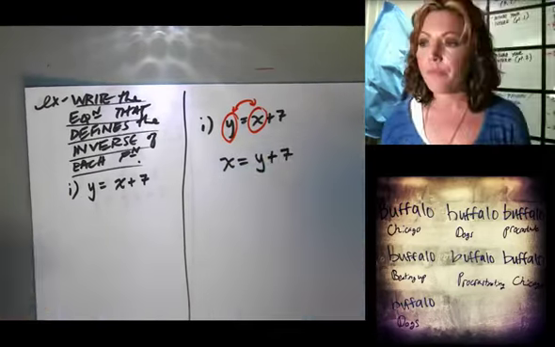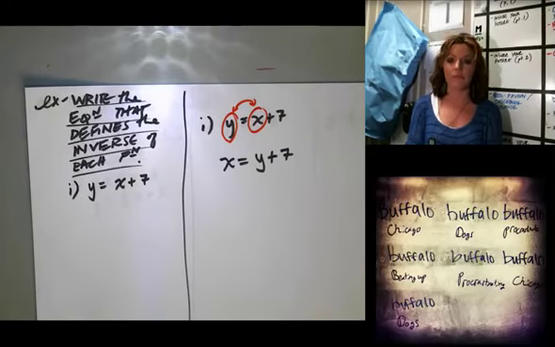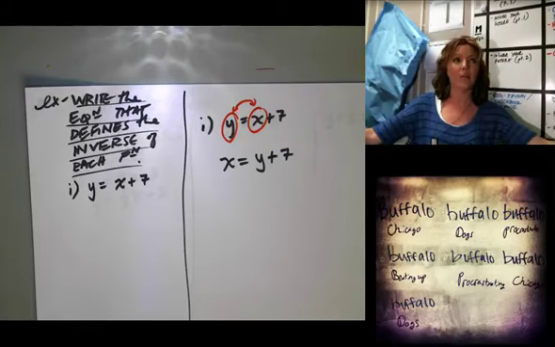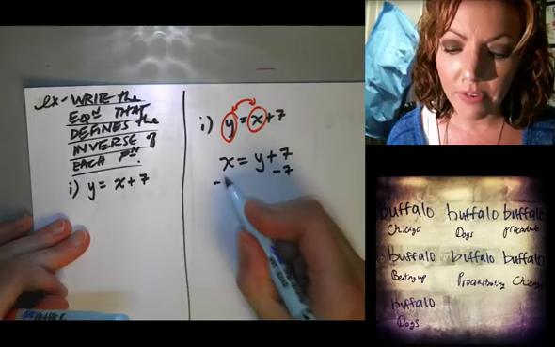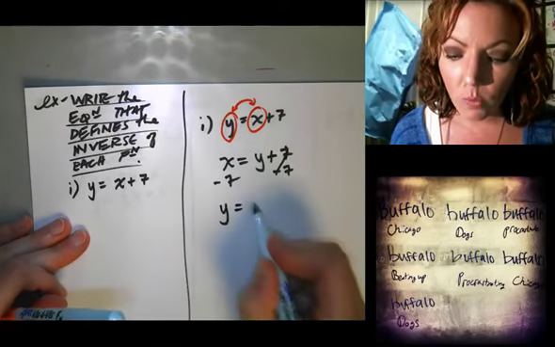And then, how do I get y by itself? Who can tell me, with a quiet hand? Who can tell me, Marcy? Good. Minus 7. Everybody give it up for Marcy. y equals x minus 7.